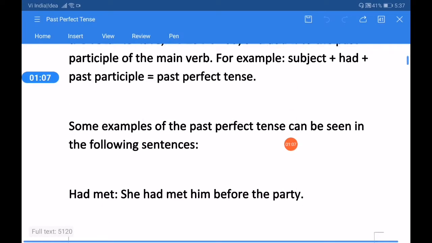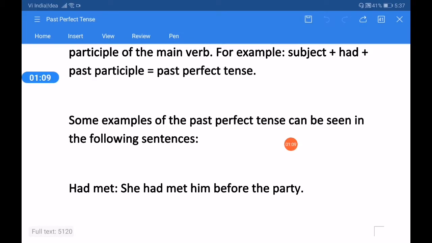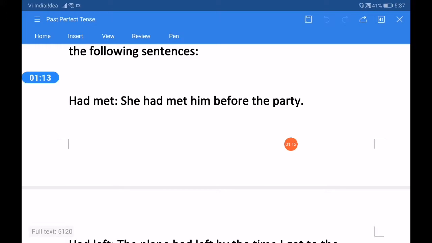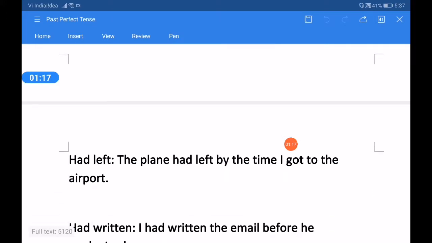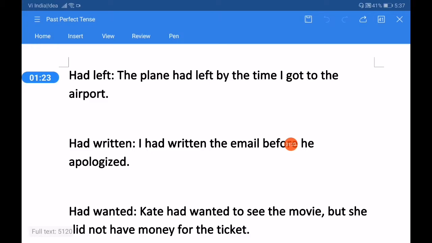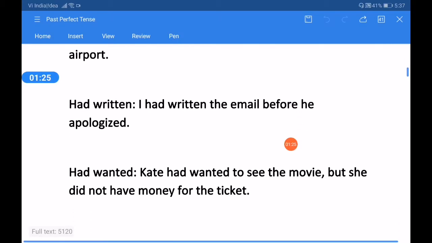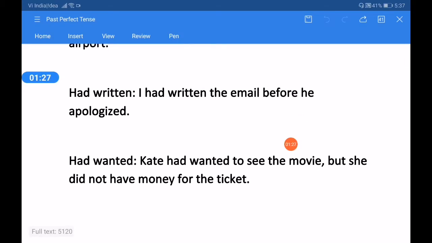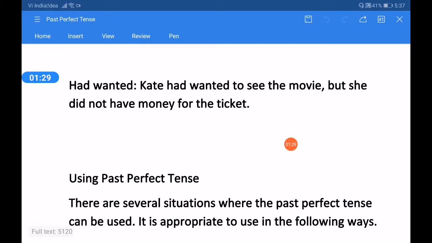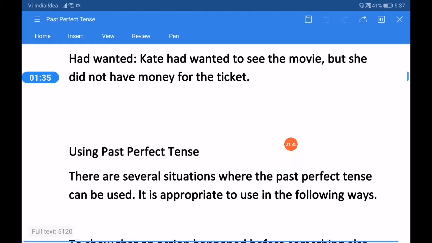Some examples of the past perfect tense can be seen in the following sentences. Had met: She had met him before the party. Had left: The plane had left by the time I got to the airport. Had written: I had written the email before he apologized. Had wanted: Kate had wanted to see the movie, but she did not have money for the ticket.